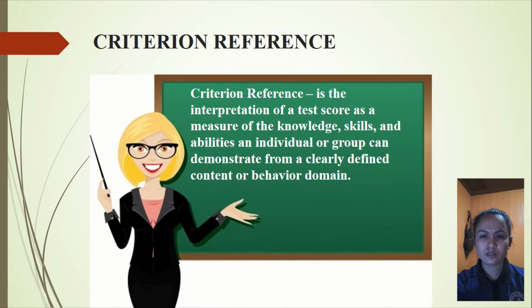Another example of criterion reference is the set of guidelines for a thesis, which is used to determine whether your thesis was good or bad.